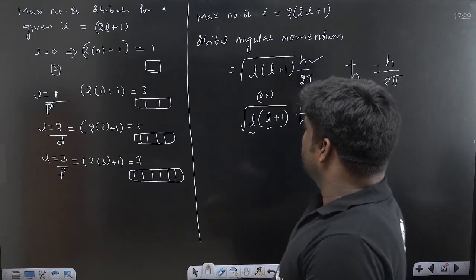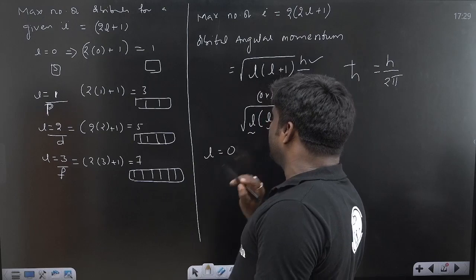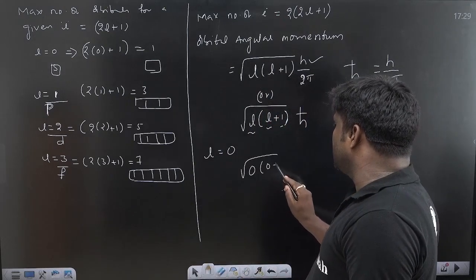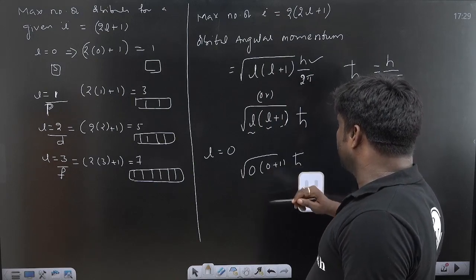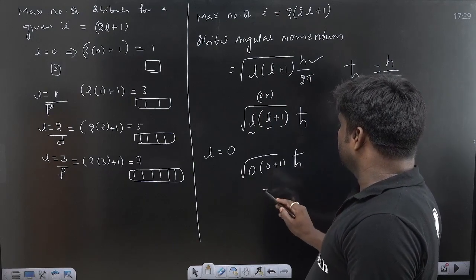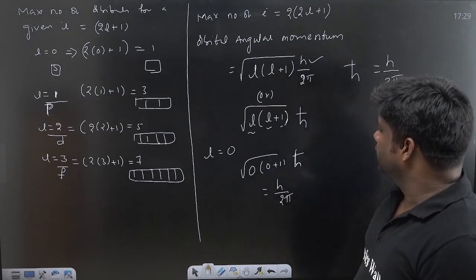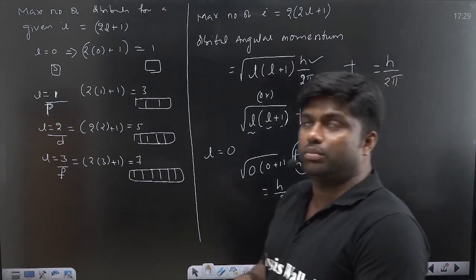So what is the orbital angular momentum of the S orbital? For S orbital, what is the L value? 0. Under root 0 into (0 plus 1) into h bar. Root 1 is 1 only. That is h by 2 pi. h bar means h by 2 pi. So this is about the azimuthal quantum number.